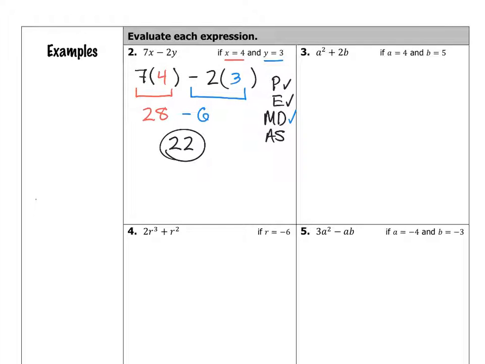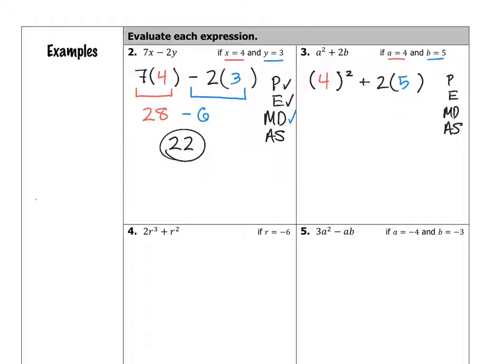Okay, problem 3, I have a squared plus 2b. It's telling me that a is equal to 4 and b is equal to 5. So I'm going to rewrite the problem without my variables. Again, I'm putting parentheses in where my variables were. A is equal to 4 and b is equal to 5. And now I'm going to follow my order of operations.